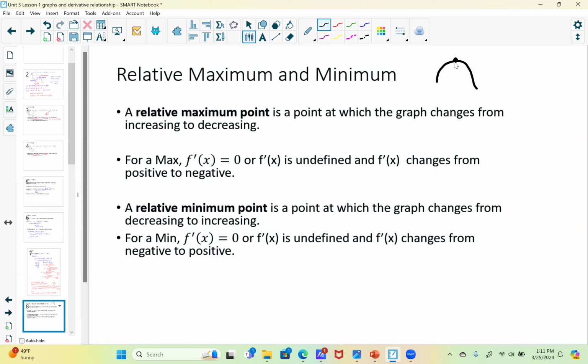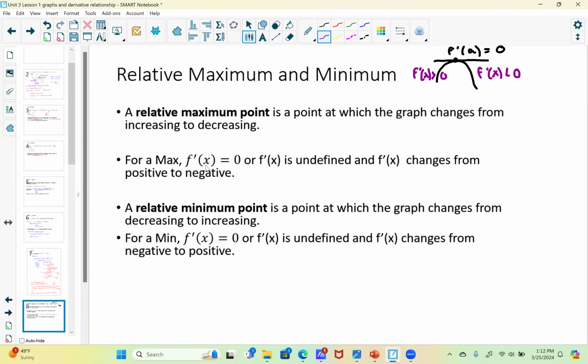And for this max, again, we know that the derivative at that max, so if I call this a, is equal to 0. But if my function is increasing, we said then the derivative would be positive. And then my function changes to decreasing, where the derivative then becomes negative. So here the derivative is greater than 0. Over here, the derivative would be less than 0.